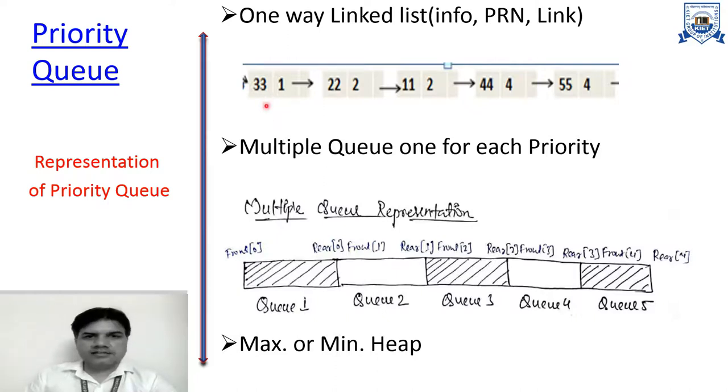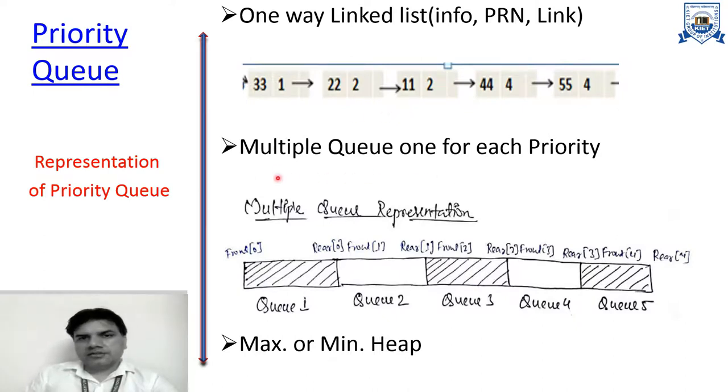Like this, 33 is the info part, 1 is the priority, so it is at the front of the queue, and then the address of the next node, and the next node is also having lower priority compared to this. A higher number is assumed to be the lower priority, and equal priorities are handled according to the order in which they appear, FCFS. So we maintain a list of nodes according to the priority, and deletion is automatically done for the node with highest priority first.